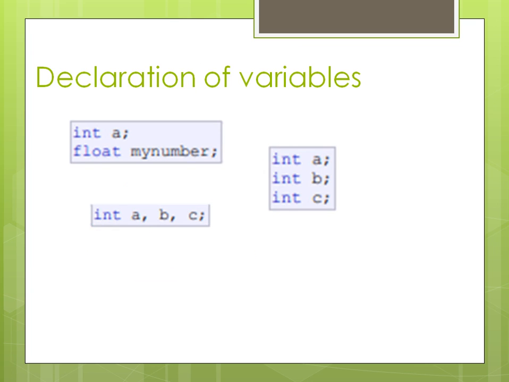Variables: if you want to declare variables, you can go directly with the data type followed by the name of that variable. So if it's a decimal, you can work with the keyword float. Suppose you are working with three integers, you can directly write int a, b, c, or you can write it in three different lines: int a, int b, and int c.